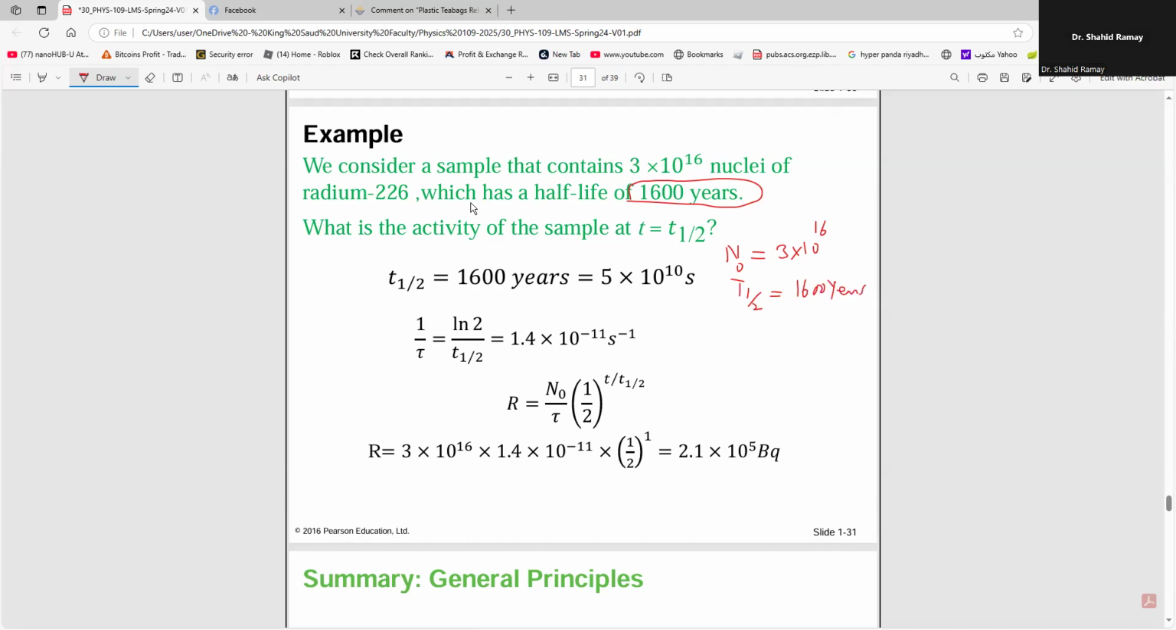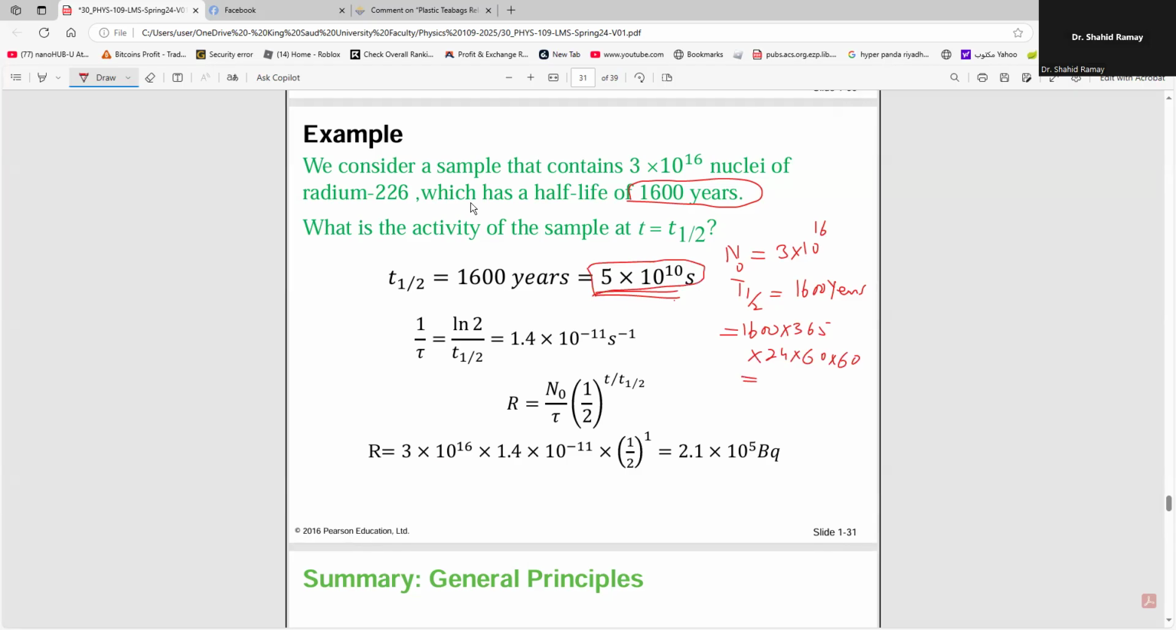Now, what will you do? You will convert this 16 years into seconds, and you can see that he has used this value. So 16 is in years. In 1 year, how many days? 365. Okay. In 1 day, how many hours? 24 hours. And in 1 hour, how many minutes? 60 minutes. How many seconds? 60 seconds. So when you solve this one, you will get this value.